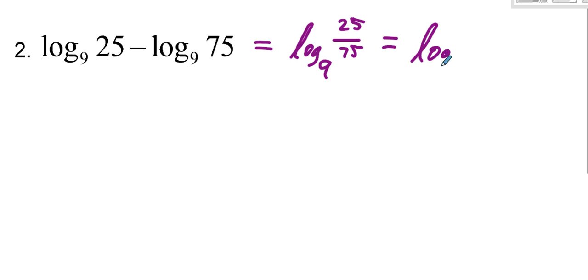It's kind of the same idea here. We're going to condense subtraction to be a division. So we're going to do log, keep the base, 9. And that's 25 divided by 75, because subtraction condenses to division. And then 25 divided by 75 can reduce to 1/3.